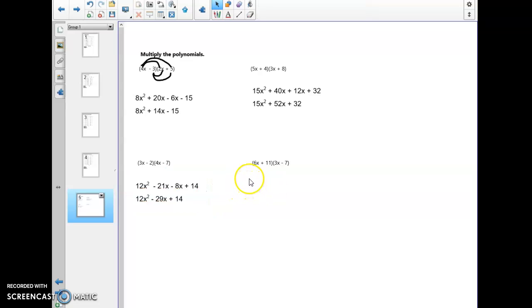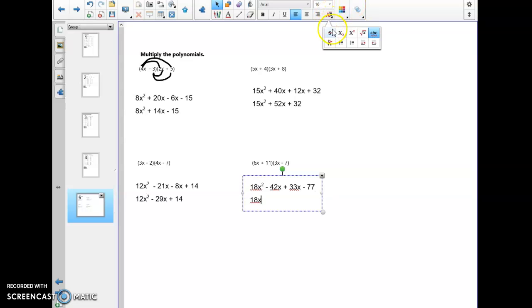Finally, 6x times 3x is 18x squared. 6x times negative 7 is minus 42x. 11 times 3x is 33x. And 11 times negative 7 is minus 77. 18x squared becomes minus 9x when you combine in the middle, and minus 77. And that's my answer.